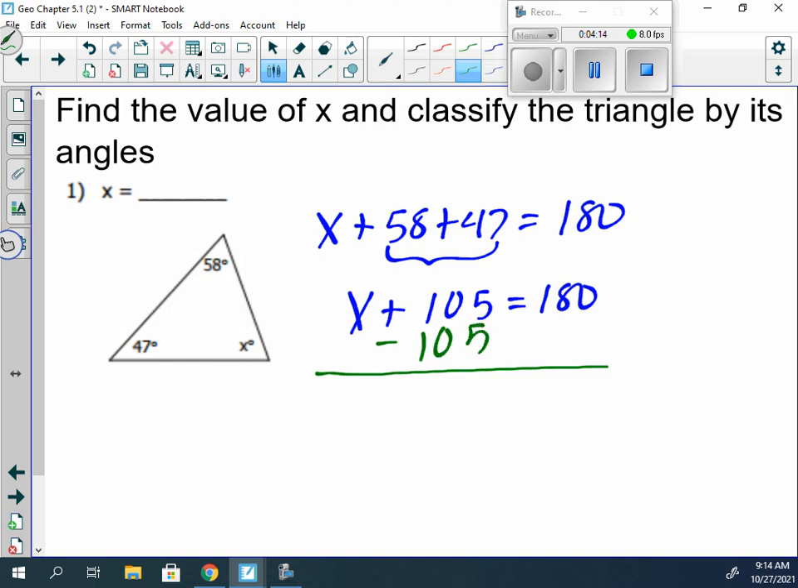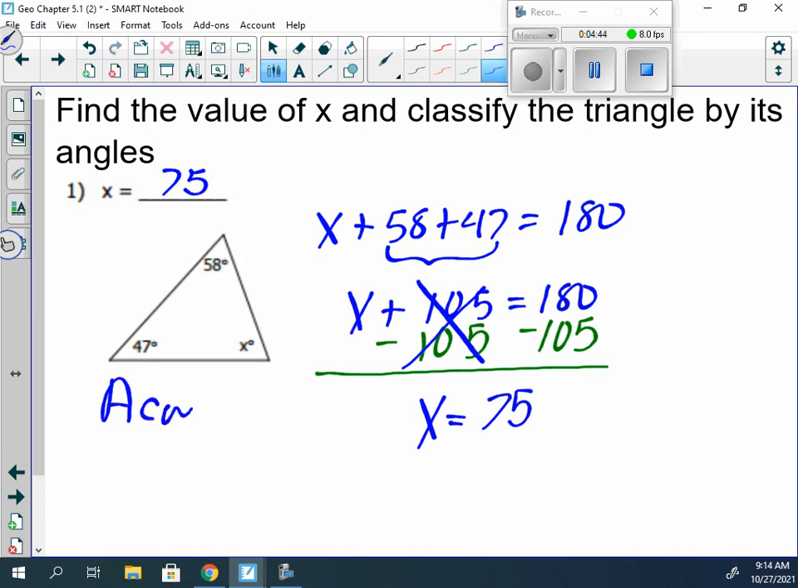Now we can subtract 105 so we can get x by itself. Because 105 minus 105 is 0. So we're just left with x on the left-hand side. 180 minus 105 is? So the value of x is? And if we name this triangle based off its angles, what kind of triangle would we have? So we can say an acute triangle.